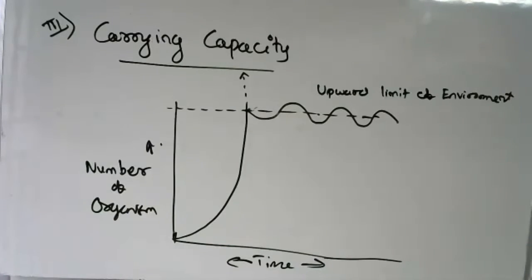Population doesn't always remain perfectly stable. Up and down variations always occur from time to time in response to changes in the environment.